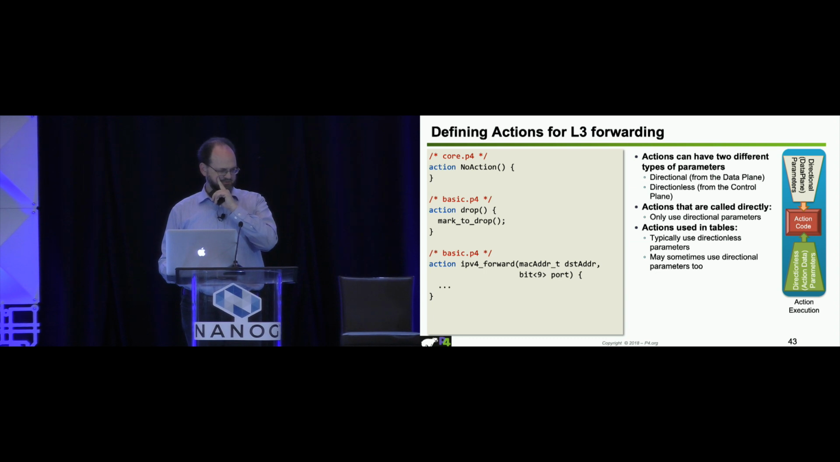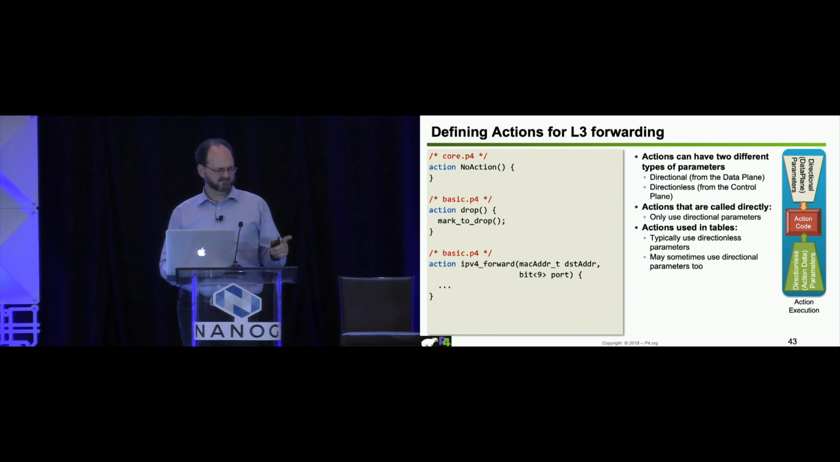All right, and so here's some example, at least the bodies for this. So the no action is expect empty. Drop, there's a special mark to drop built-in action in the V1 model that's defined in that v1model.p4 header file that you can call.